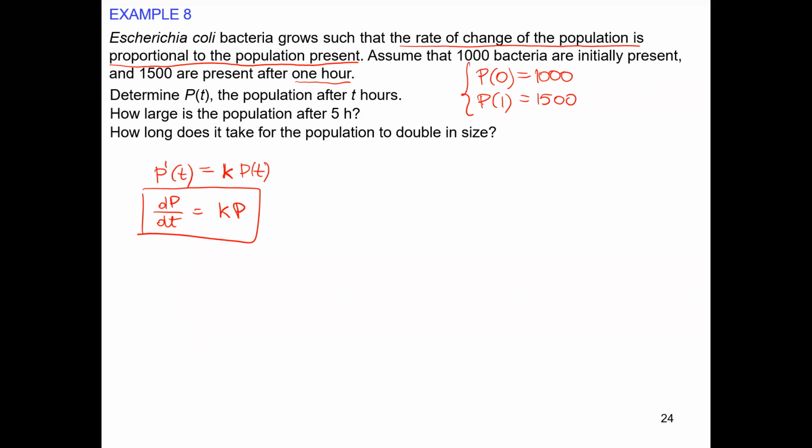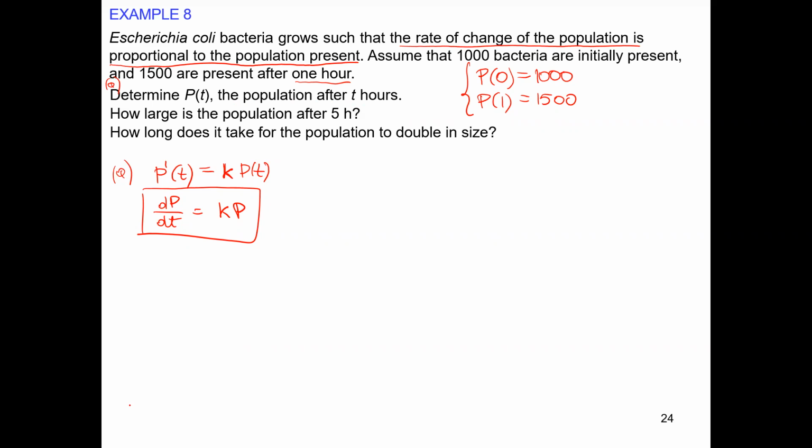This will give us some information as soon as we have the function p, because we only have the model, we only have the differential equation. We can solve this equation for p and then solve the system of two equations to compute the constant of proportionality k. Okay, determine p of t, the population after t hours. That means this will be, let's say, part A.